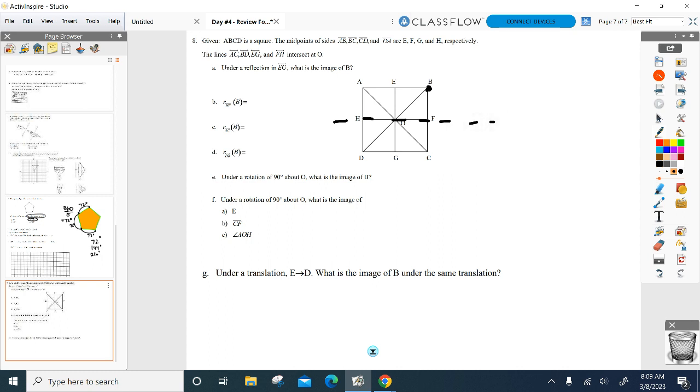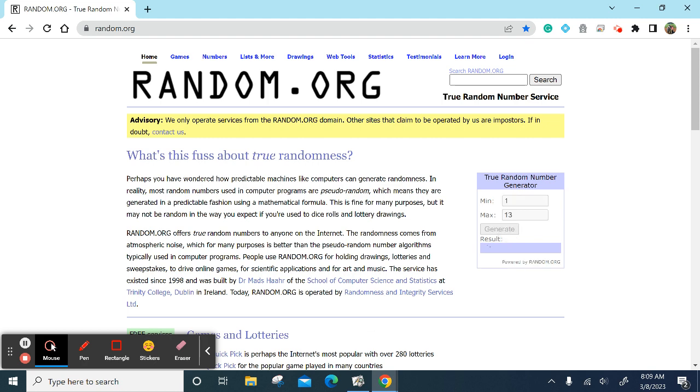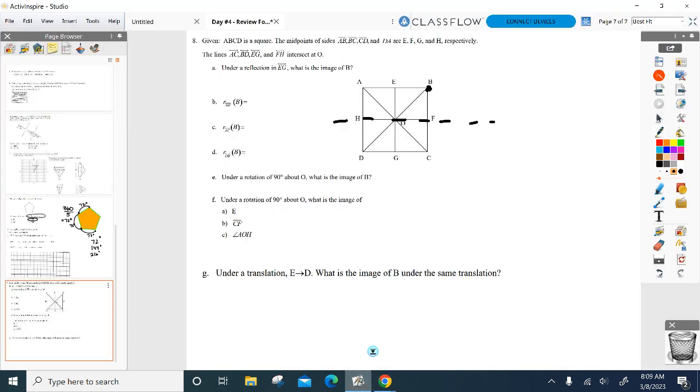Take a look at your diagram. Flip it over HF. What do you have here? Where does it land? I want to fold it over HF. C. Now, my answer would have been D if I said reflect it over AC. But point B, I just fold it over the line and it would match up with point C. So that's what those questions are looking for.